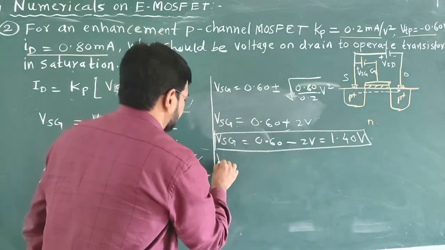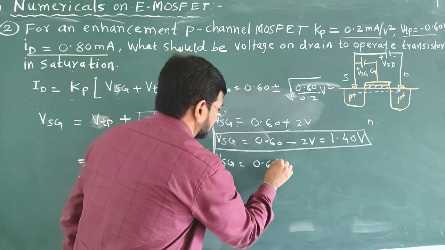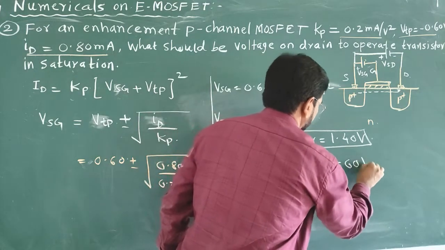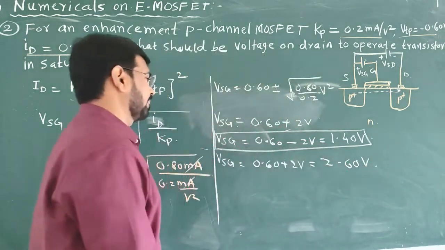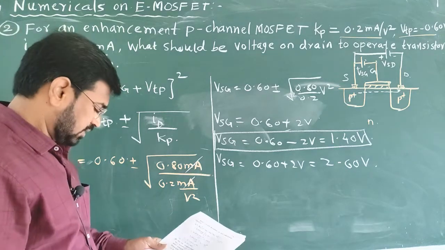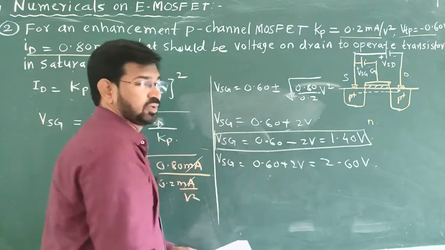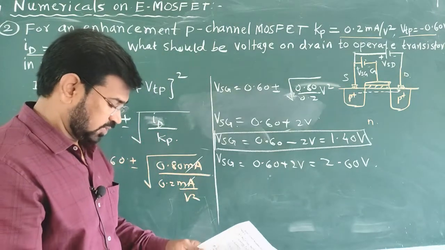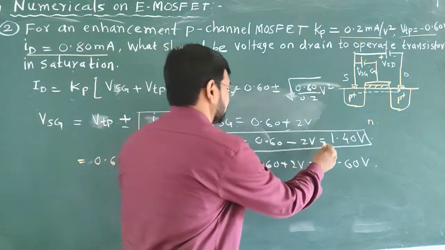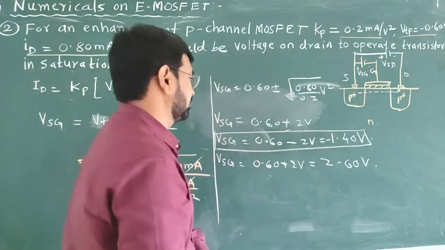When we add, VSG will be 0.60 plus 2 volt, so it is around 2.60 volt. But see, it is PMOS. Source voltage is positive with respect to gate, so it can't be negative. VSG can't be negative.